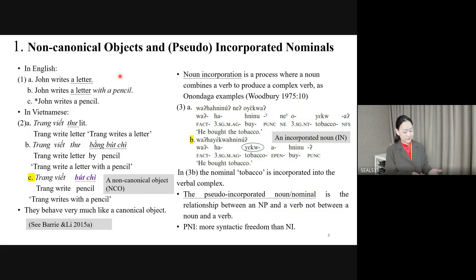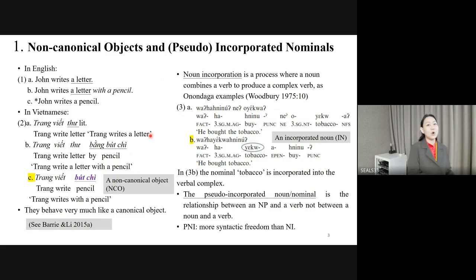Now we look at the corresponding example in Vietnamese. We can say John viết thư, write a letter, right here. And for an instrument like a pencil, we can use a prepositional phrase like bằng bút chì. Also in Vietnamese, we can accept Trang viết bút chì, Jenny writes something with a pencil, and this instrument we call a non-canonical object. In the study of Michel, Berry and Oryanli in 2019, this non-canonical object functions very much like canonical objects.